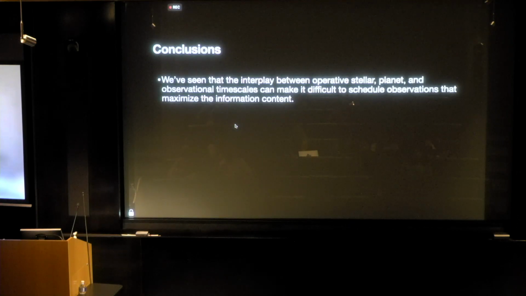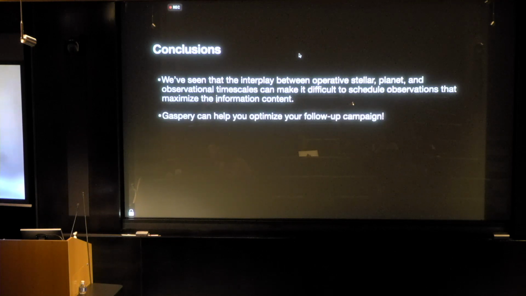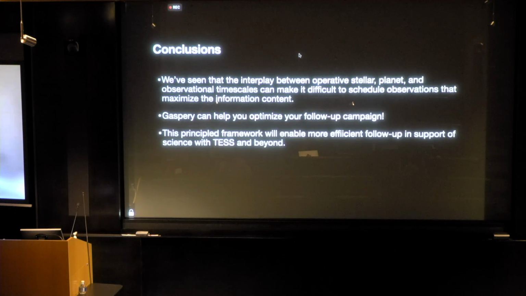Okay, so we've produced a principled framework that allows us to see the interplay between stellar, planet, and observing timescales that can make it difficult to schedule observations to maximize the information content. We've produced a package in Python that can help you optimize your follow-up campaign. And this principled framework will enable more efficient follow-up in future science with TESS and beyond.